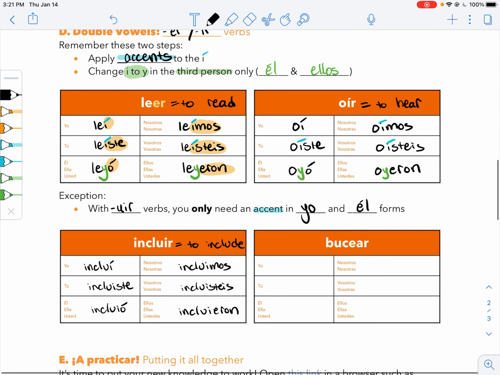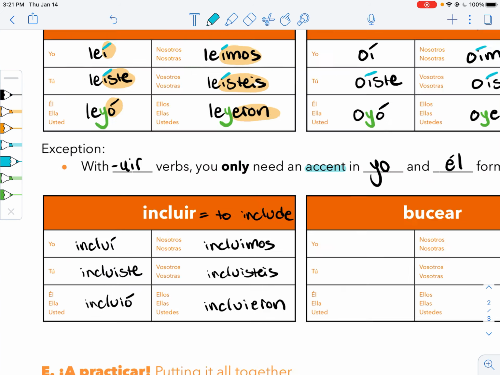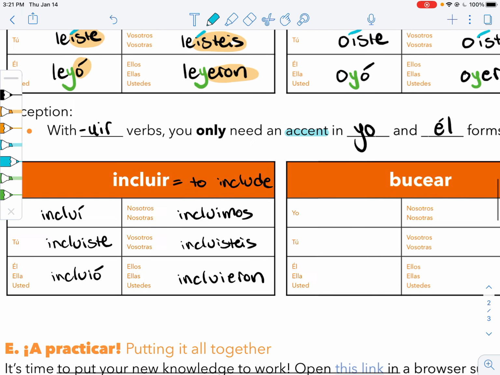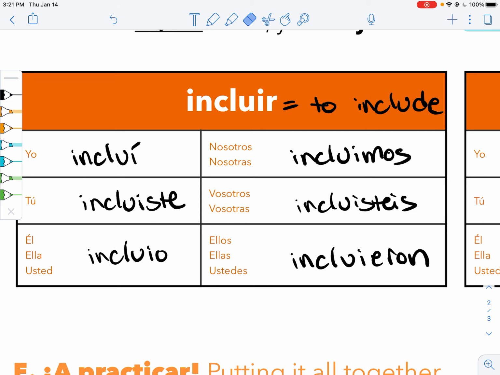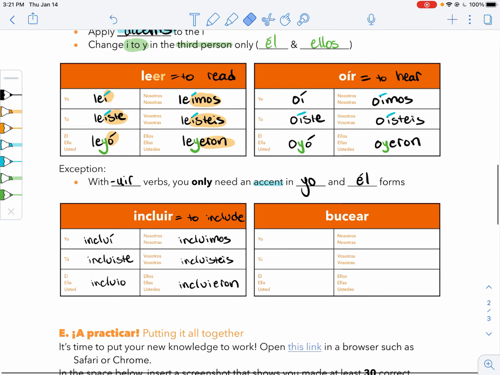Okay, let's go back to our first steps. Apply accents to the I's. But that was our exception, only the yo and el form. So we're going to say goodbye. Oh, wait. I don't think that's right. I'm going to look that up real quick. Shoot. Guys, it's never too late to learn.